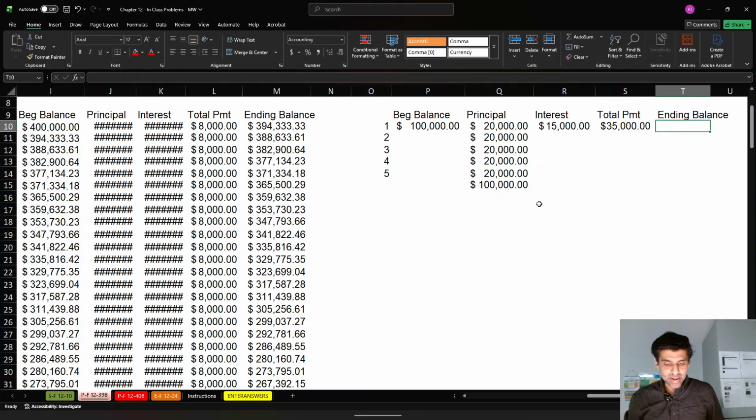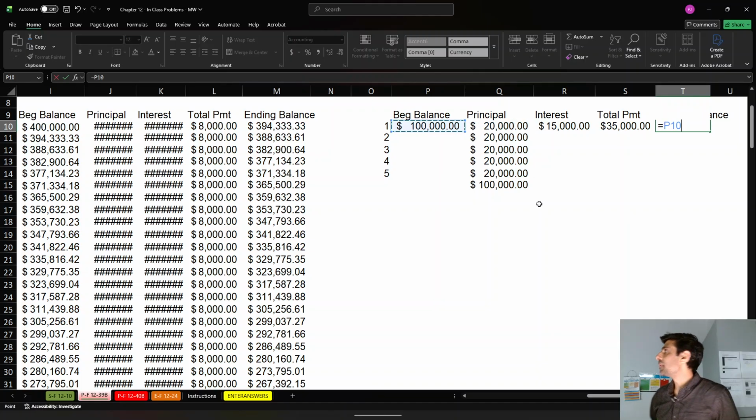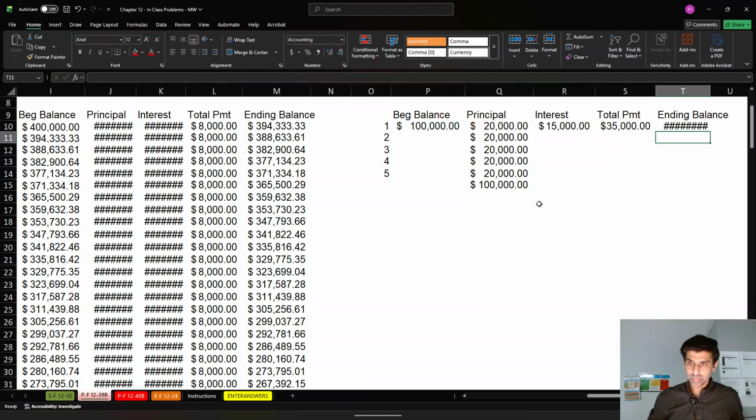So when I calculate the ending balance, we're not subtracting the total payment, because the bank is getting some money. Some of the payment is to pay down the balance. Some of it is their profit, how much they're earning from making the loan, which is the interest. So the only thing that we're going to subtract from the balance is how much of that $35,000 payment is principal. And we know that it's 20,000 based on this table.